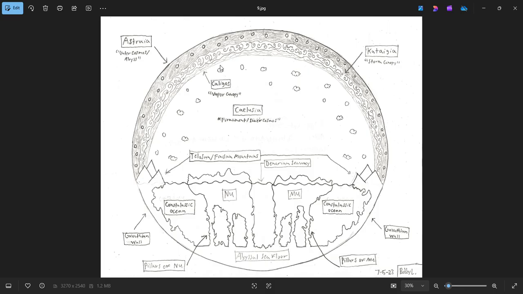But now we must descend to the realm of Kalygos, the second and even the thinnest layer of the atmosphere. It is known as the vapor canopy.